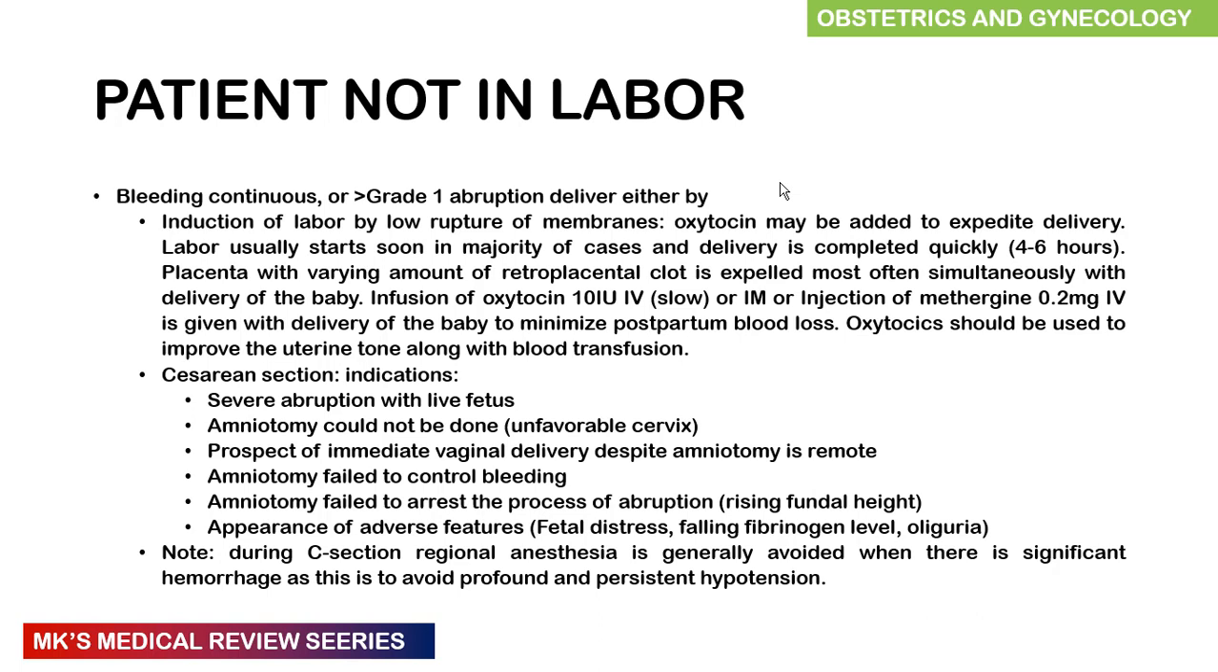Then, of course, with cesarean section, if there's severe abruption with a live fetus, take them for C-section. If amniotomy could not be done, if there's an unfavorable cervix, take them for C-section. If the prospect of immediate vaginal delivery is remote, despite you having ruptured the membranes, take them for C-section. If amniotomy has failed to control the bleeding, take them for C-section. If amniotomy has failed to arrest the process of abruption, and there's a continuously rising fundus, take them for C-section.